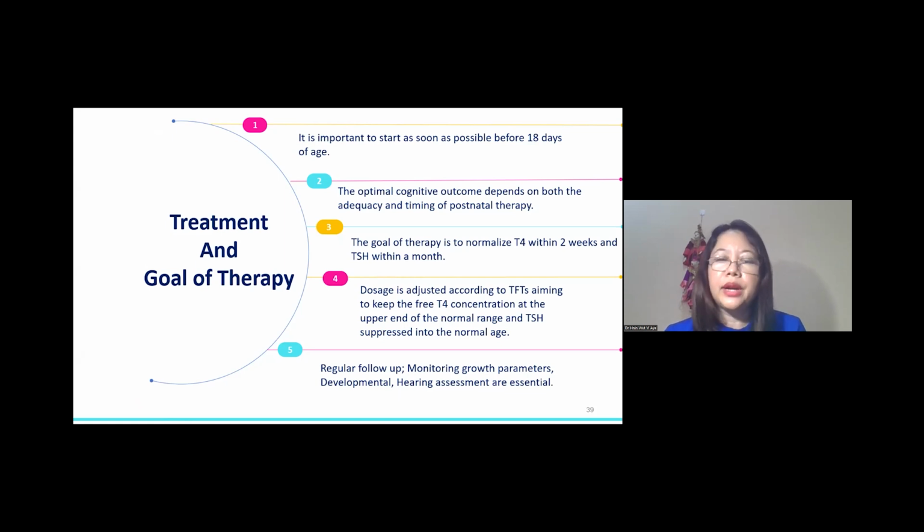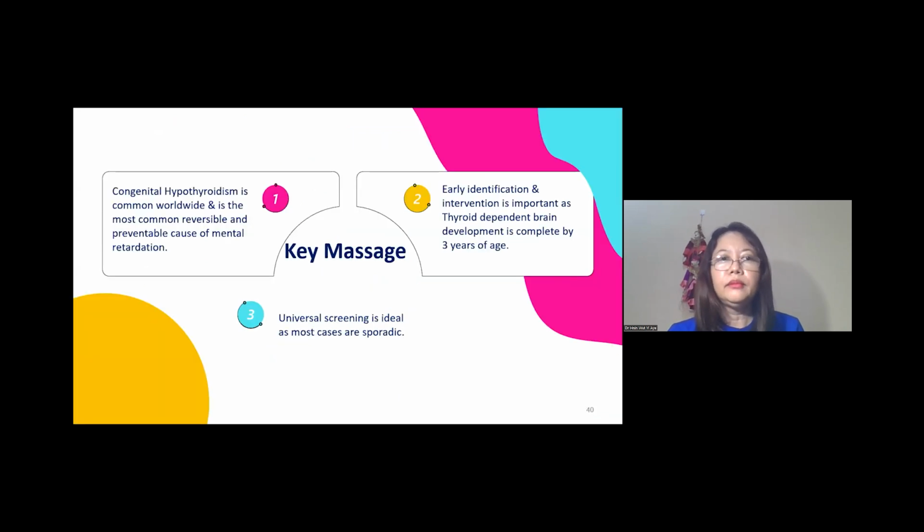We need regular follow-up, monitoring growth parameters, monitoring the neurodevelopmental outcome, and hearing assessment. And at each and every follow-up visit, we have to do the neurodevelopmental outcome screen.